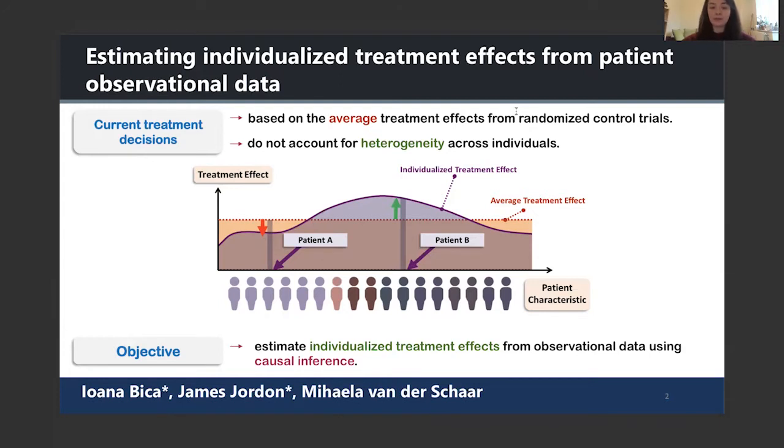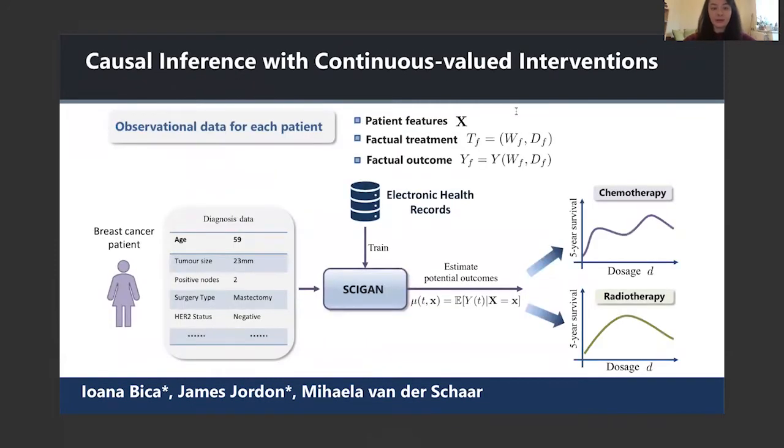So our objective is to perform causal inference using observational data such as electronic health records. And we want to estimate individualized treatment effects in order to understand, based on the characteristics of each patient, whether they would benefit or not from a specific intervention. Now, in many scenarios, such as healthcare, deciding how to intervene involves not only deciding between different treatments, such as chemotherapy or radiotherapy, but also deciding on the value of some continuous parameter associated with intervention, such as the dosage of the treatment. So in this work, we introduce SCIGAN, which is a causal inference method that can be used to estimate the effects of continuous valid interventions.